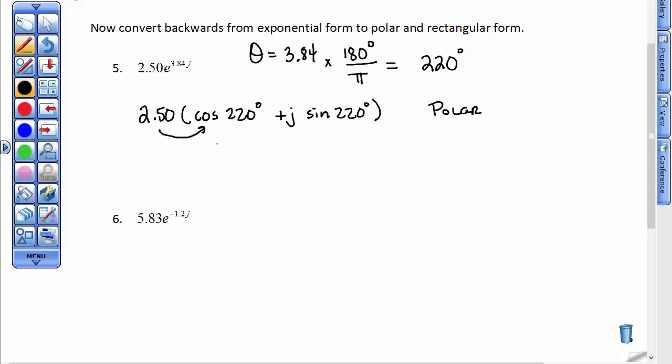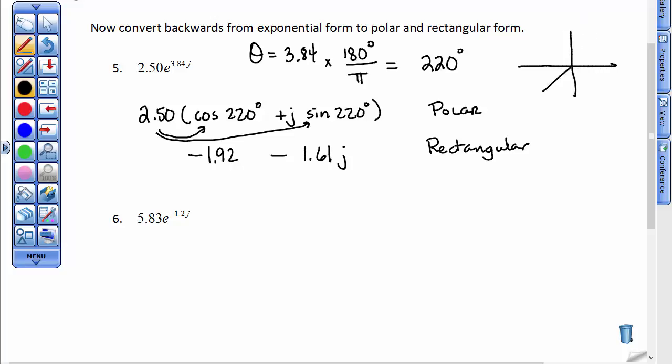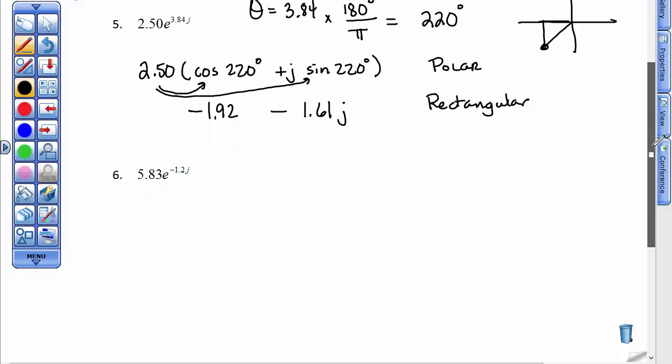You could take 2.5 times the cosine of 220, and when you do that, you get a negative 1.92. That's the real part of this complex number. Now you would take 2.5 times the sine of 220, and when you do that, you get a negative 1.61j. This is the rectangular form of the given complex number. Now remember, 220 degrees is in the third quadrant. So we should expect our x and our y values to be both negative to get to that ordered pair. Very good.